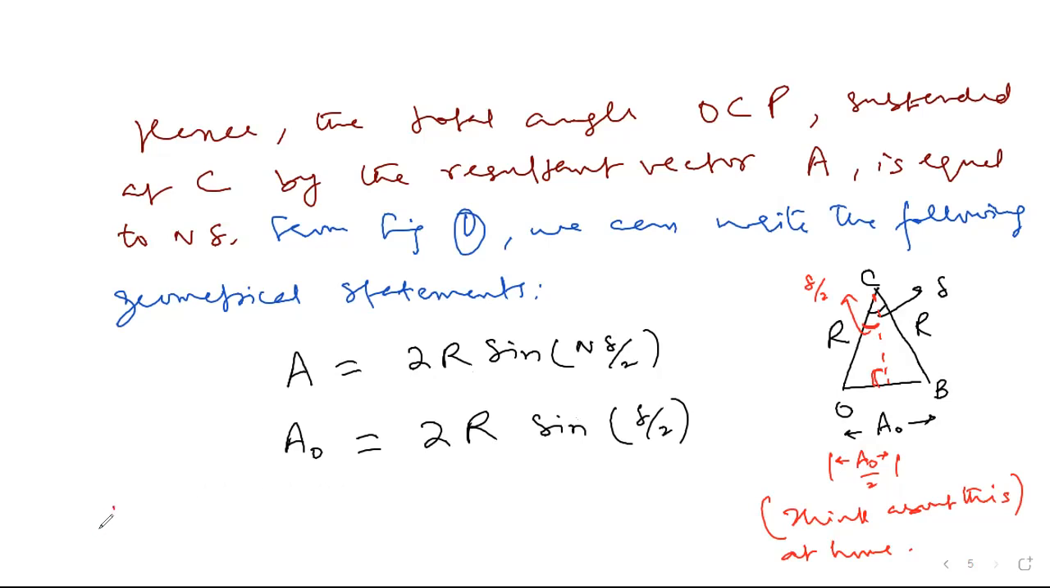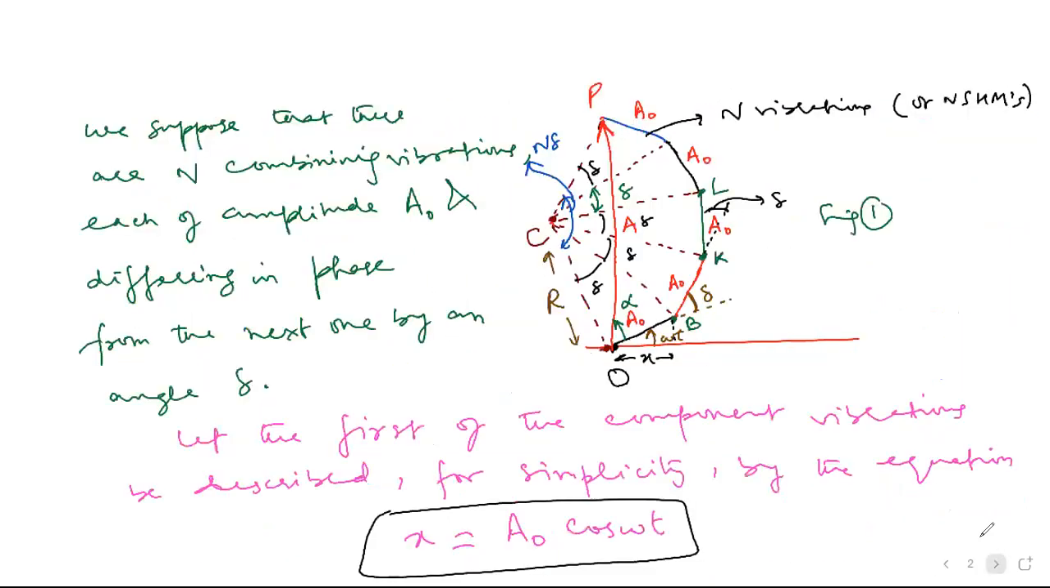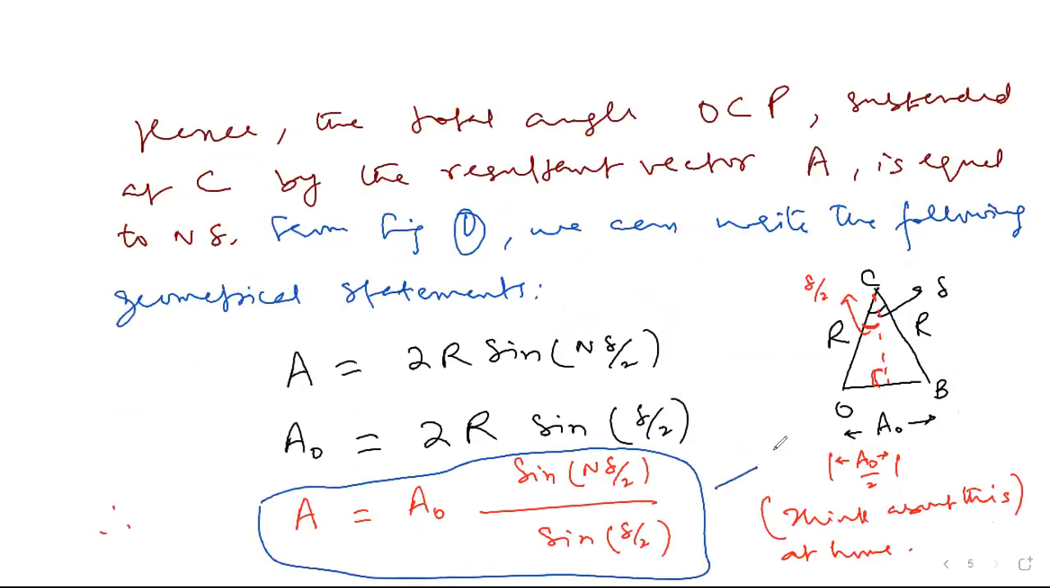Therefore, if we divide them, we can write A is A naught sine of n delta by 2 over sine of delta by 2. Let me encircle it. And let me name this equation. We have not named any equation yet. So this is my equation 1, which was obtained by dividing first two equations. So A is A naught times sine of n delta by 2 over sine of delta by 2.